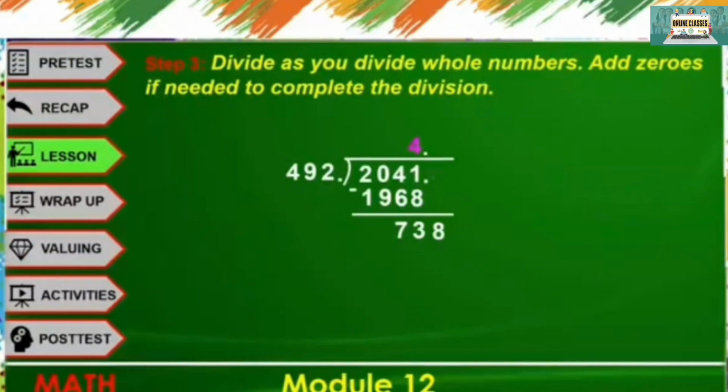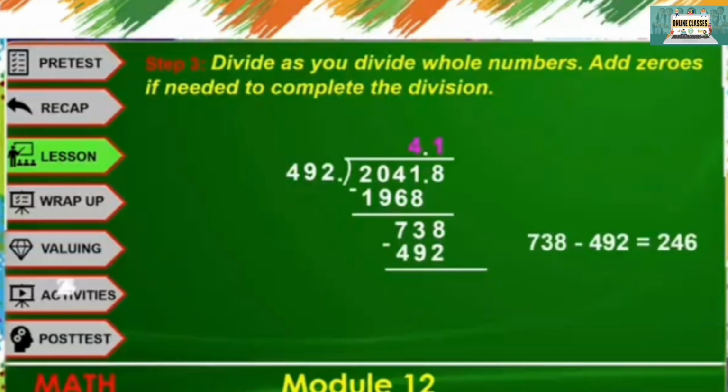Next, put down the 8. So 738 divided by 492 is 1.5. 1 times 492 is 492. Then you have 738 minus 492 is 246. You can place zeros after each number.